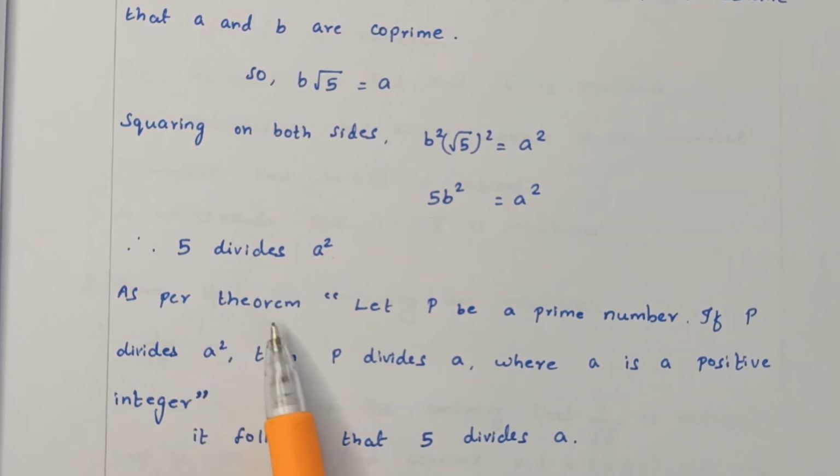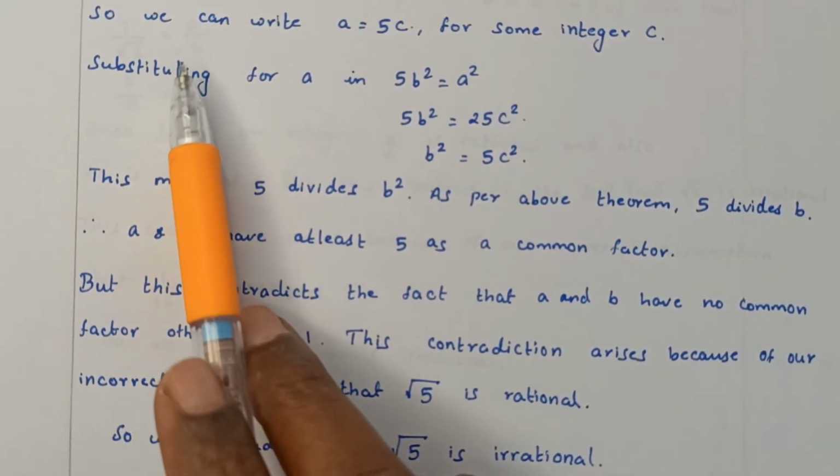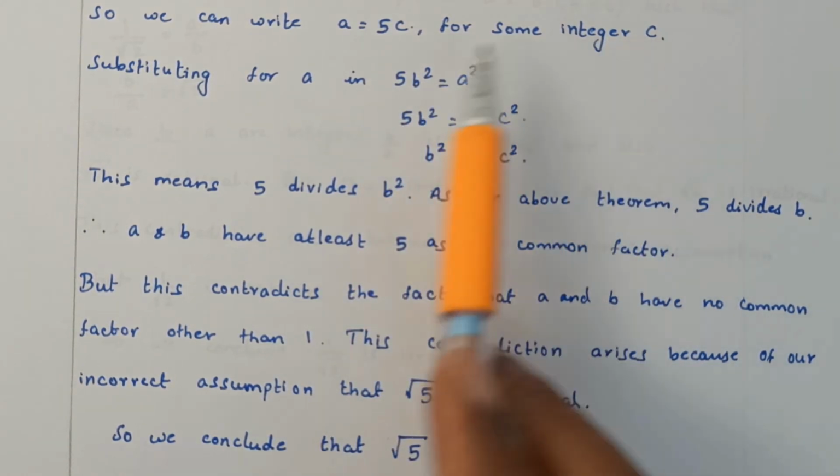As per the theorem, what is the theorem? Let p be a prime number. If p divides a square, then p divides a, where a is a positive integer. It follows that 5 divides a. So we can write a equal to 5c for some integer c.